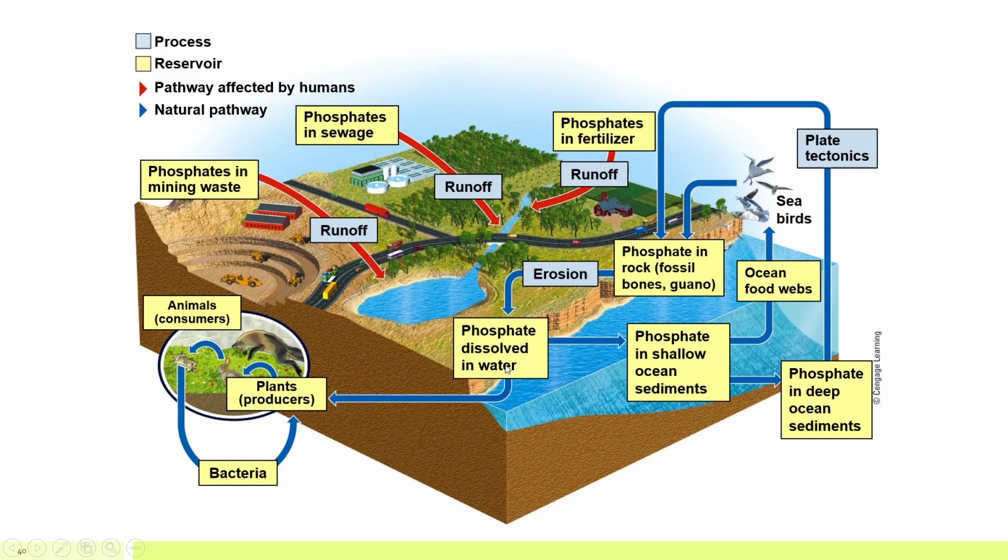Now, from being dissolved in water, it can go into shallow ocean sediments, eventually to end up in deep ocean sediments, or to be used in the ocean food webs. Or it can be dissolved in water and go into terrestrial food webs, where plants take it in and the animals consume it, and bacteria allows it to go from the decomposing living creatures back to the plants. So that is the rundown of the phosphorus cycle. Remember, very slow, no atmospheric component.